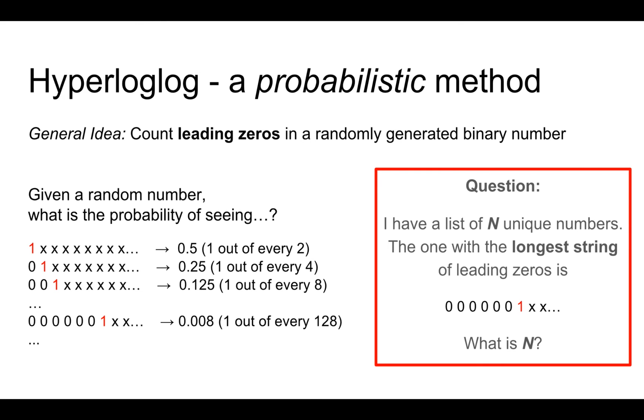Now, suppose we're given a list of n numbers, but we don't know n. However, we observe that one number in the list has 6 leading zeros, and the others have fewer. Based on these probabilities, we can estimate the number of unique items to be around 128. Why is that? Well, if my list were much shorter, we would not likely see a number with as many as 6 leading zeros. And if my list were much longer, we would likely see a number with many more leading zeros.